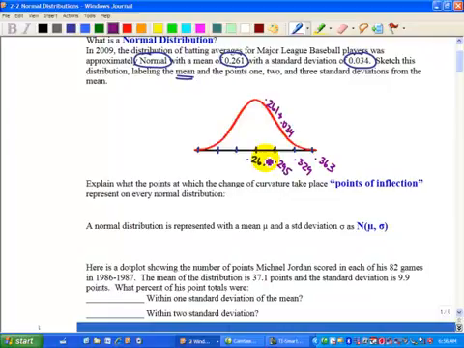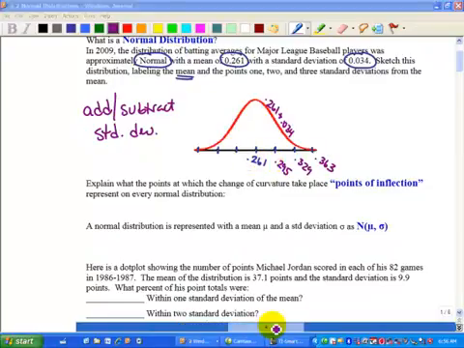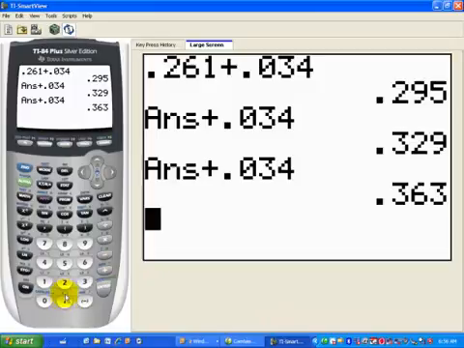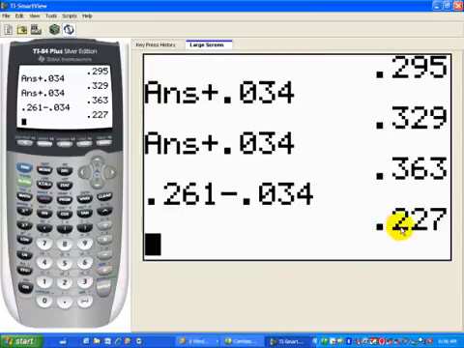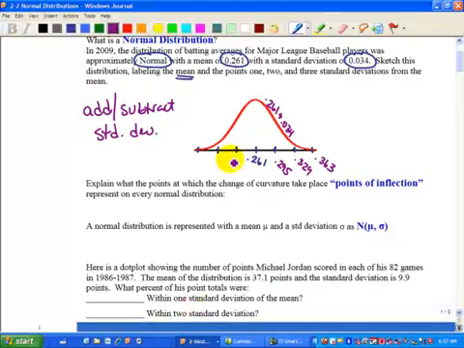Okay, question. How do you think you get the numbers down here? Just add and subtract the standard deviations. So if I want to get the number down here, I'm going to have to go 0.261 minus. So 0.261 is the middle, minus 0.034. So now I get 0.227. And you can go from there. You can find this one and this one.